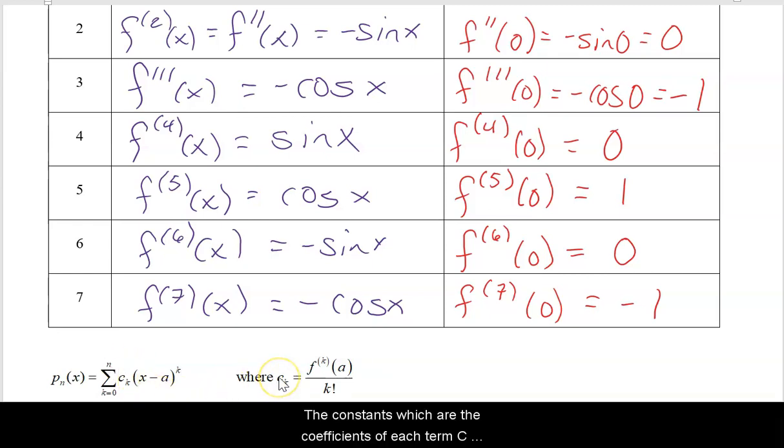The constants, which are the coefficients of each term, C sub k, are given by this formula right here. What I have computed in the table above is not the entire thing, but instead just the numerator of each coefficient term. I will need to divide each coefficient term by k factorial, where the k will match whichever derivative it is. Let's go ahead and write down what the different polynomials are going to be.